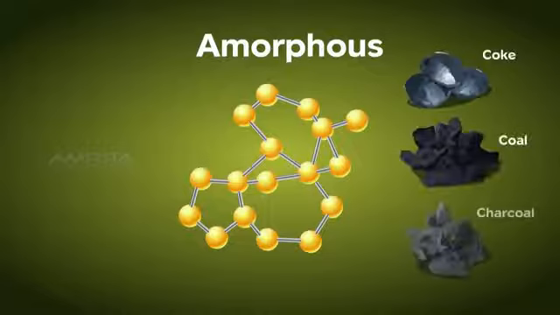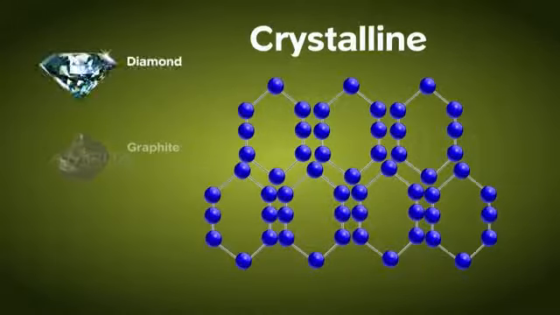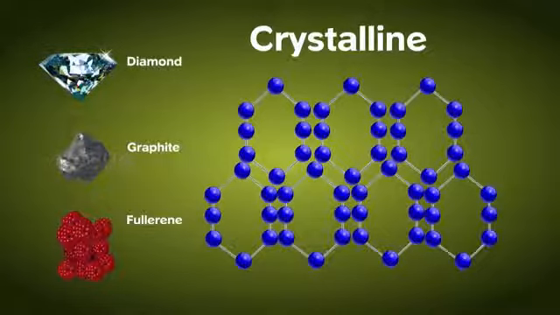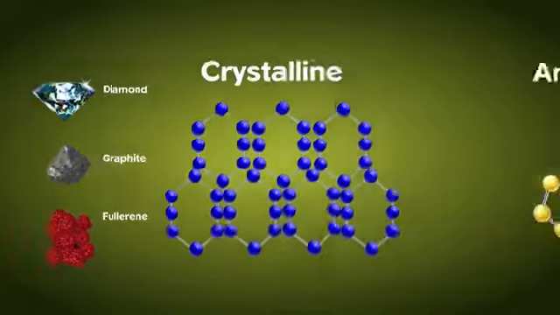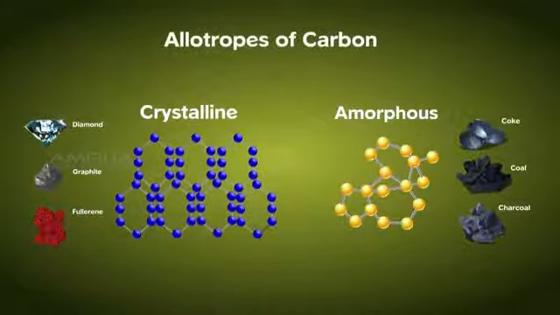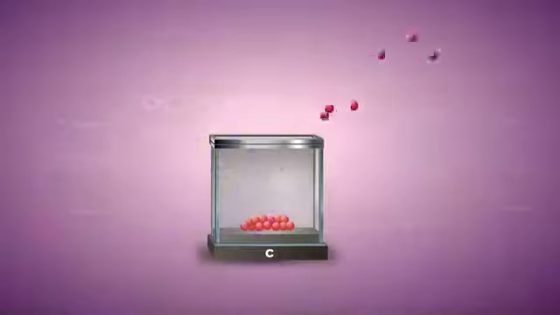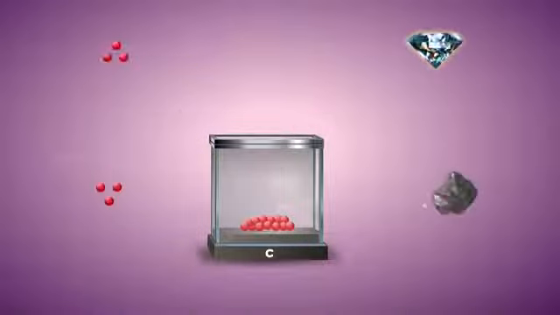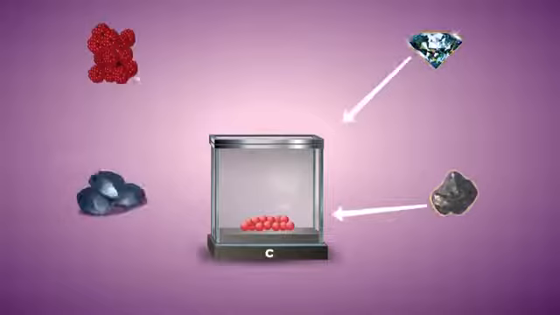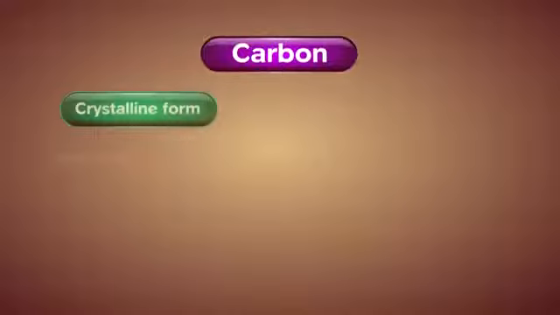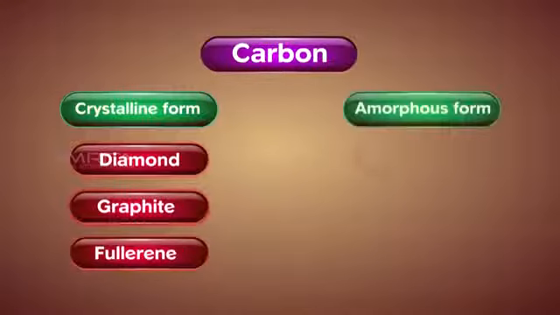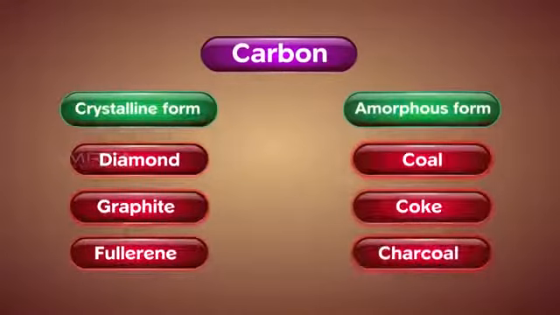Coal, coke and charcoal are amorphous forms of carbon, and diamond, graphite and fullerene are crystalline forms of carbon. Both these forms are called allotropes of carbon. Allotropes are forms of the same element which exhibit different physical properties but with the same chemical composition. Let's now classify carbon according to its shape, structure and physical properties.